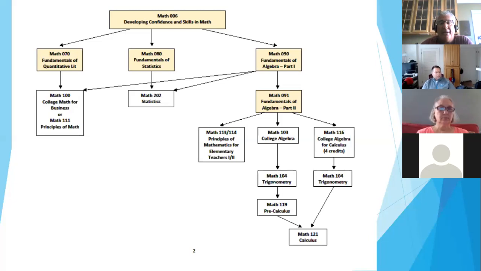Our second pathway is coming down the middle, and this is our statistics pathway. As you can see, we have a developmental course called Math 080, and this is going to be the prereq for Math 202. And finally, our third pathway is what's called the STEM pathway, and that's our Math 091 developmental course and our Math 090 and 091. Those courses then lead into all of these college level math courses that require a developmental prereq.